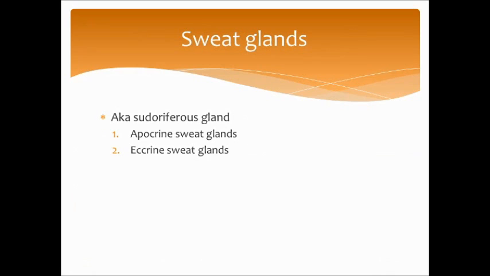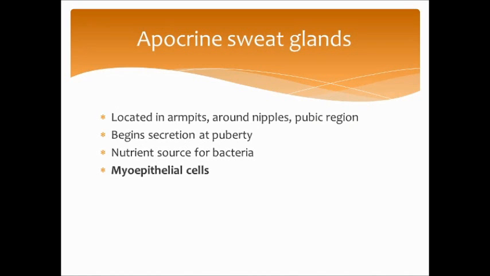Sweat glands are also known as sudoriferous glands. There are two main types of sweat glands: apocrine sweat glands and eccrine sweat glands. Apocrine sweat glands used to be called so because they were thought to be secreted by apocrine secretion, but they're not actually secreted by that. They are actually secreted by merocrine secretion. These are located in your armpits, around your nipples, and in the pubic region. They begin secretion at puberty.